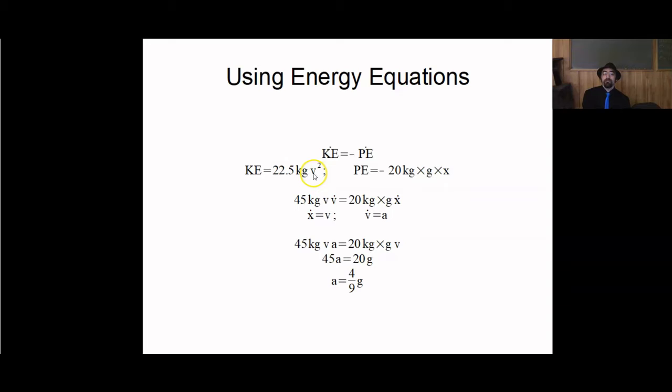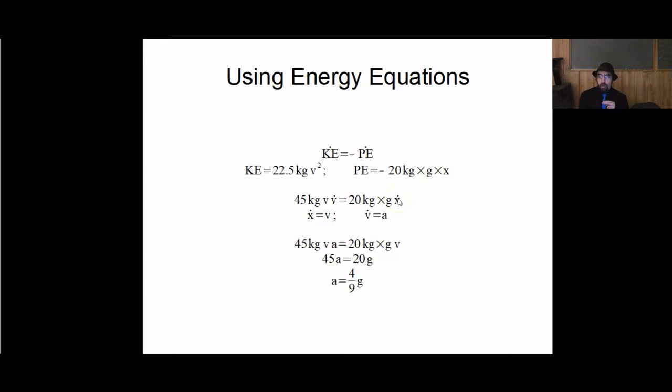I said that something squared dot is 2 times the thing times the dot of the thing. So the rate of change of a square quantity is 2 times the value itself times the rate at which that value is changing. So 45 kilograms times velocity dot equals, now I look over here, there are no squares, it's just 20 kilograms times gravity times x dot.